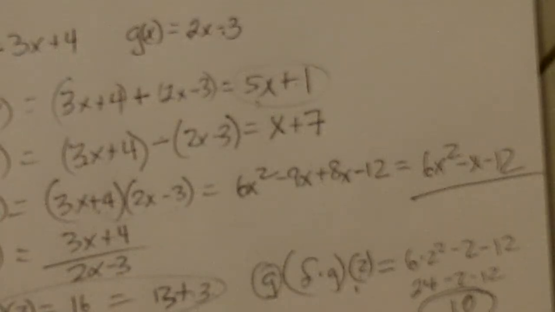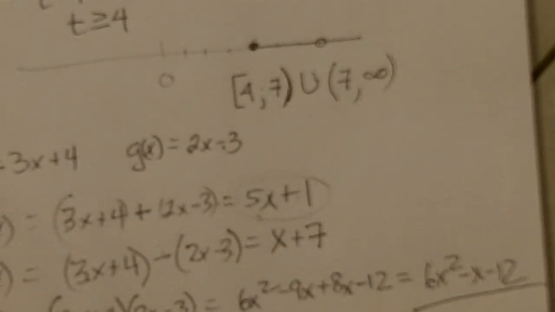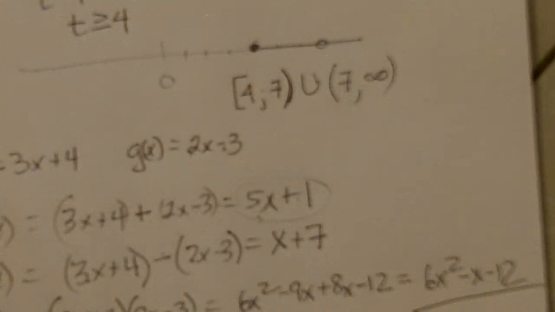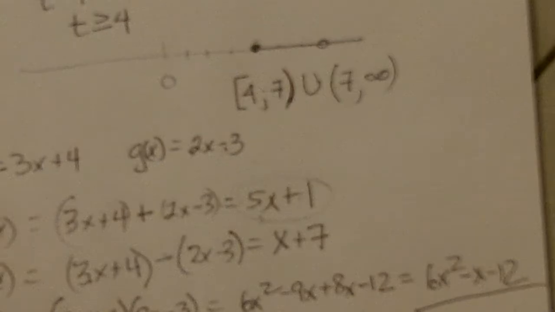And then H, F divided by G at 1. So if I put 1 into the numerator, I get 3 plus 4, 7. And 1 in the denominator, I get 2 minus 3, which is minus 1. So I get negative 7.